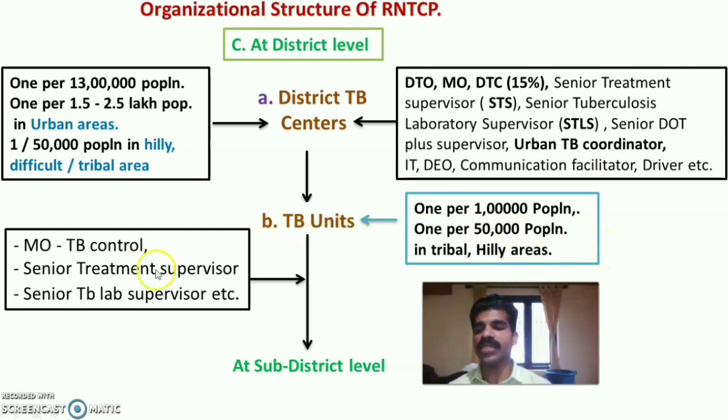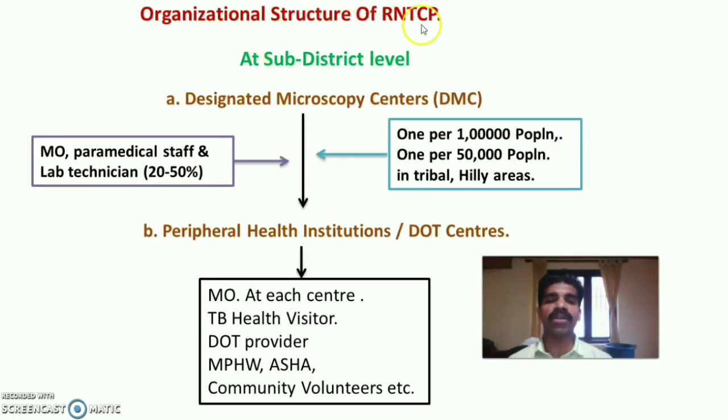Then the TB Unit of the district is controlled by the medical officer who is in charge of the TB Unit. Then TB control officer, Senior Treatment Supervisor, Senior TB Lab Supervisor, etc. These are some of the officials who function under the TB Unit in the district. Then both the District TB Centers and the TB Units will supervise the function of the other two organizations which come under the sub-district level. So let us discuss what are the two organizations to render the RNTCP services at sub-district level. In the organization structure of RNTCP at sub-district level, we have two important organizations.